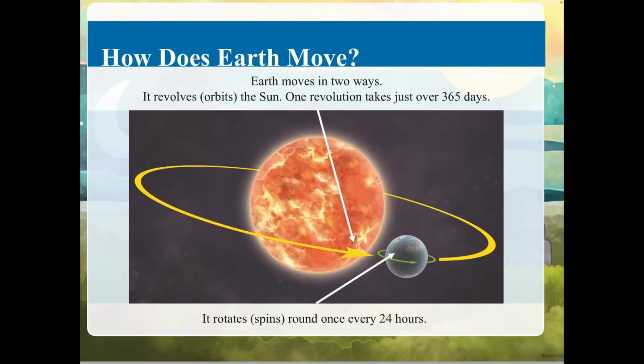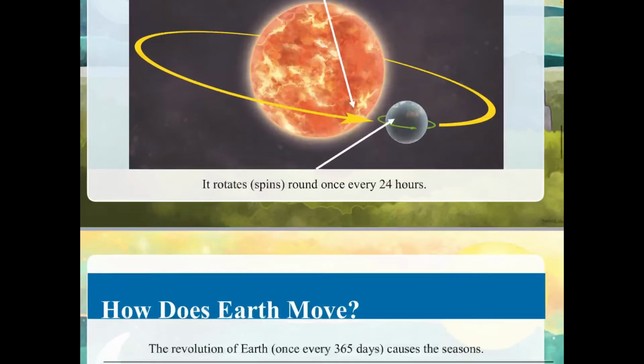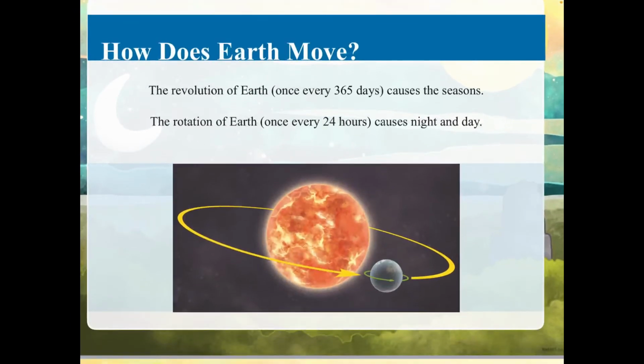So how does the earth move? And we've covered this a bit already. So it revolves, which means it orbits the sun. And we've said that one revolution takes just over 365 days, which we know is a year. And that it rotates or spins around once every 24 hours. And that's what gives us day and night. So the revolution of the earth once every 365 days causes the seasons, and the rotation of the earth once every 24 hours causes night and day.